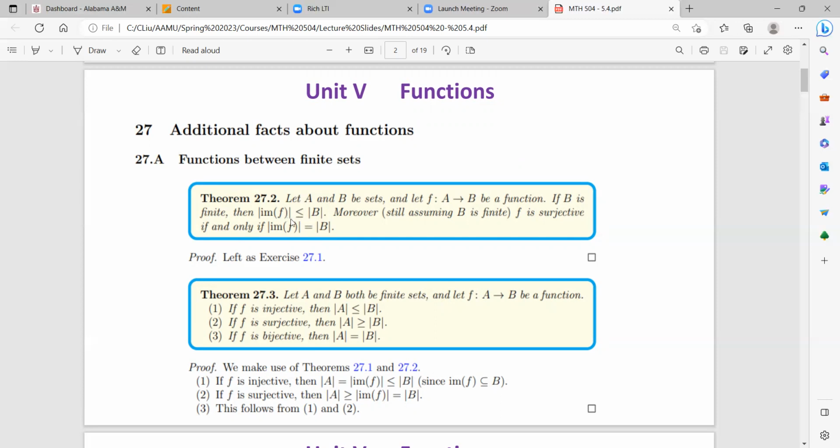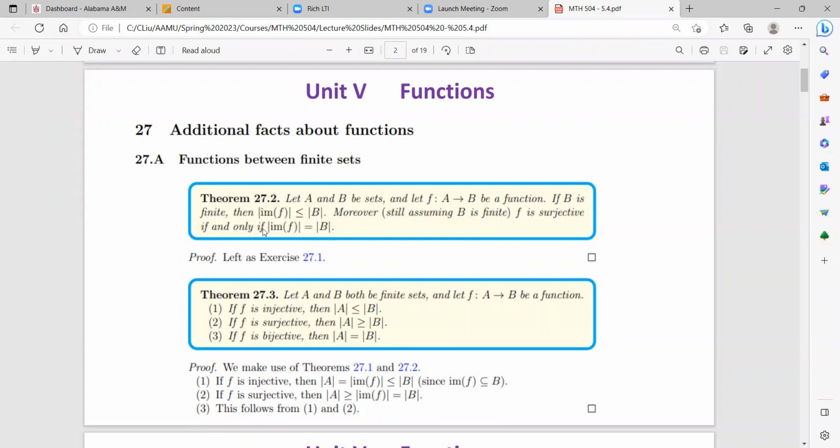If B is finite, then you cannot have more elements in the image of the function. The image of the function is just part of the set B. So obviously the number of elements in the image of a function will be less than or equal to the size of the codomain B.